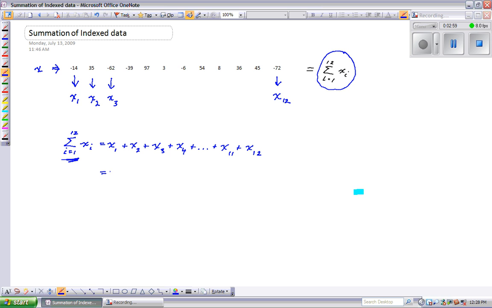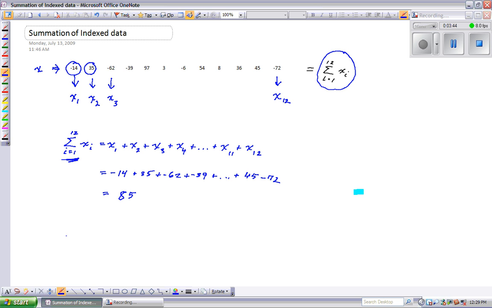This is just a shorthand way of writing all of this on the right side. It basically means we're going to go negative 14 plus 35 plus negative 62 plus negative 39. Because when we look at this, x sub 1 is negative 14 and x sub 2 is 35. So we substitute in those values and then add them all together and we get our result, which I already know because I did this a couple minutes ago before the computer died. I believe it was 85. So let me put that in, and that's a very simple summation.